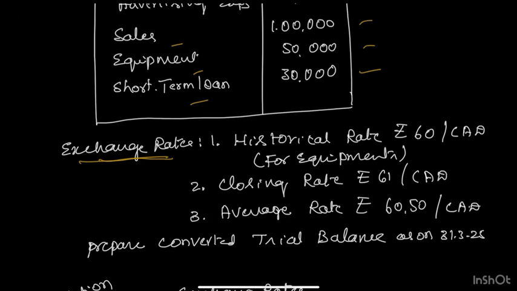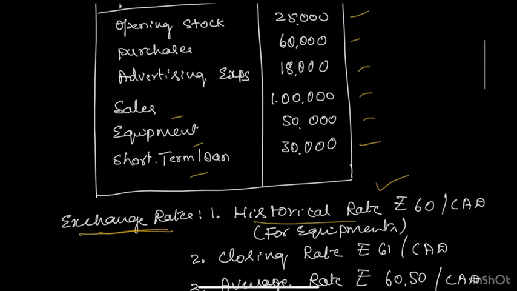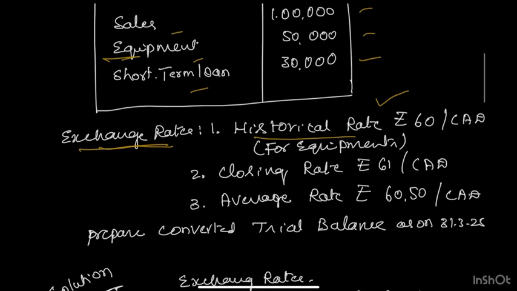Historical rate for equipment, since usually the historical rate is taken for fixed assets. Here we have equipment, so for that they have given in brackets, equipment ₹60 per Canadian dollar. And the closing rate, the rate on the date of closing the accounts, we call it the closing rate, is ₹61 per Canadian dollar. The average rate of the year is ₹60.50 per Canadian dollar. So based on that, we need to prepare the converted trial balance for that date.